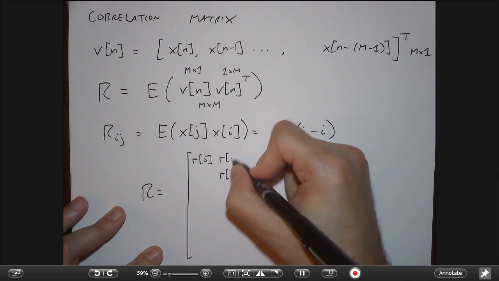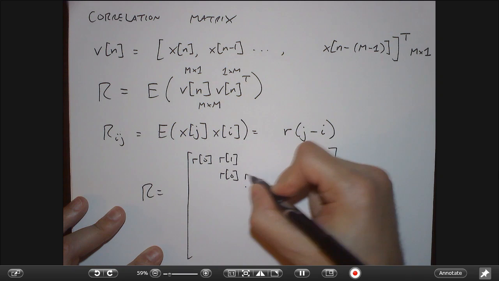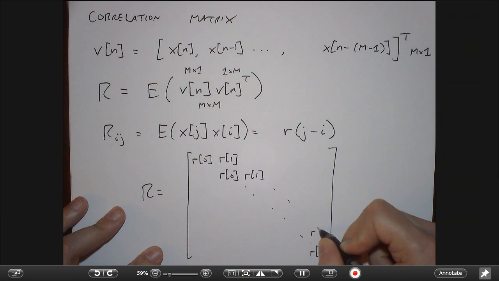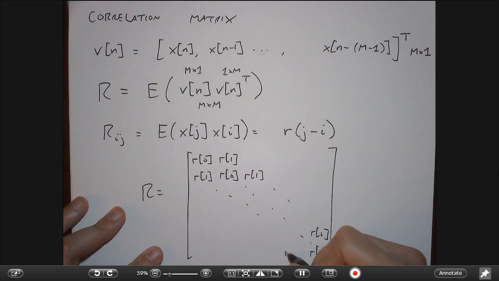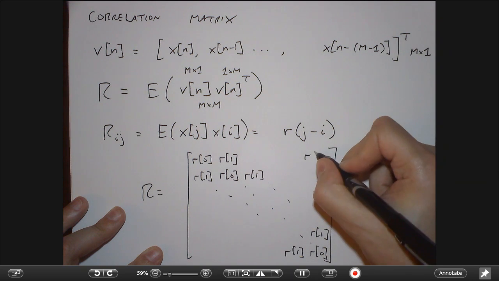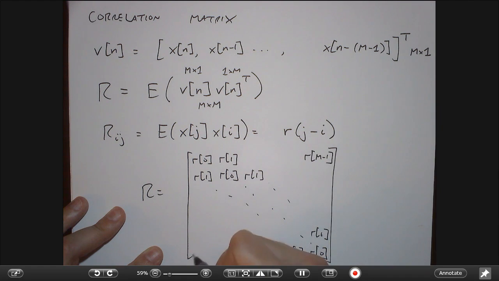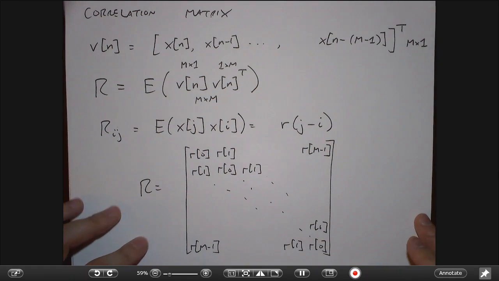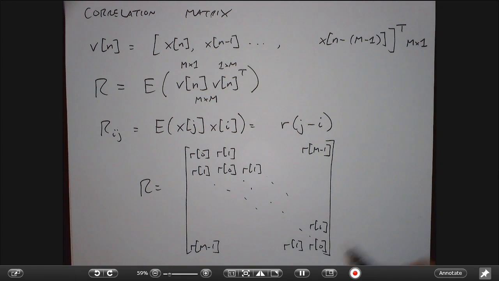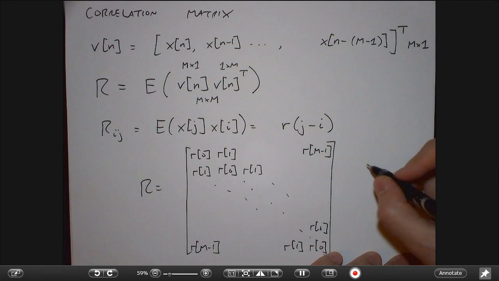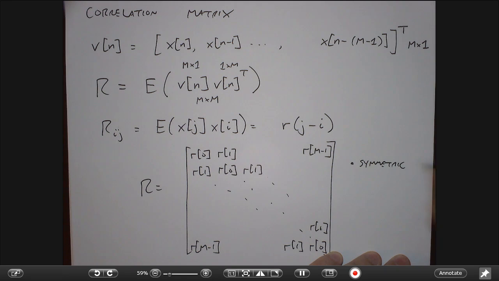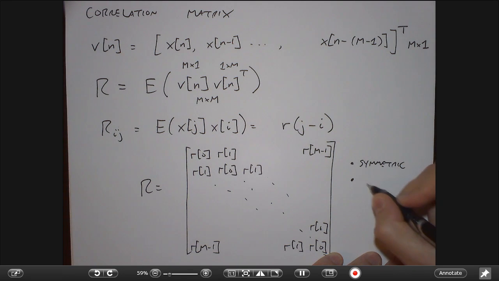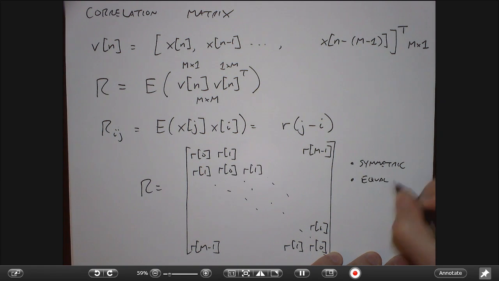And then along the diagonals, these guys are separated by 1, so I have 1 along this diagonal, and these guys are also separated by 1, so I have 1 along this diagonal. These guys are separated by m minus 1, and these guys are separated by m minus 1. So basically this is a matrix where all the diagonals are the same. And so you can see that this matrix has some properties. It's symmetric. It has equal diagonals.